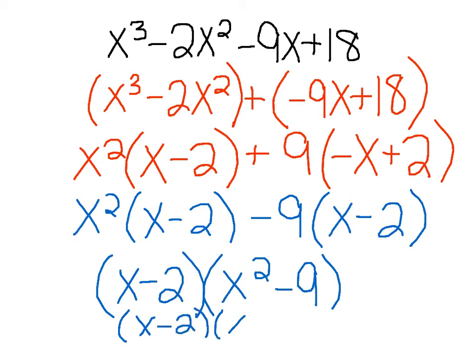That's going to be x plus 3 times x minus 3. This final answer here, that is your final answer. That is your fully factored form of x cubed minus 2x squared minus 9x plus 18.